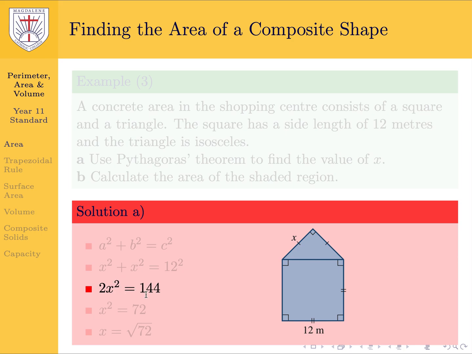Then we need to divide both sides by 2 in order to get rid of the 2 in front of the x squared. And that brings us to x squared is equal to 72. But that's actually not the length. That's the size of x squared. So we need to then square root both sides, and we get the square root of 72. We don't have to evaluate it. In fact, if you evaluate it, the rest of your answer will most likely be wrong or off by just a little bit. So leave it in this form. It's called exact form.